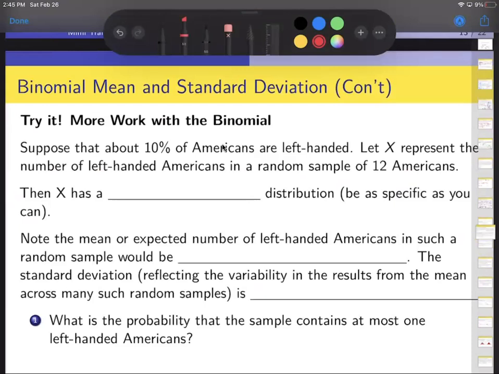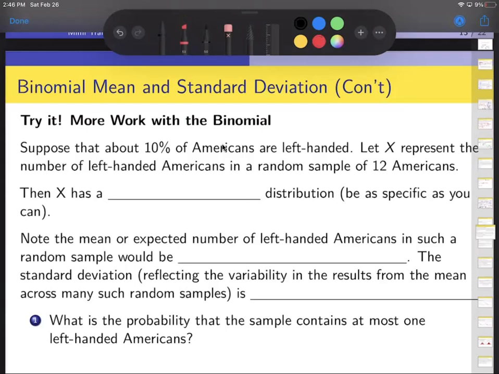So we have N, right? Do we have two outcomes? Yes, either left-handed or right-handed. Each outcome is independent of one another. Yes, whether one person is left-handed or right-handed has nothing to do with the next person. Is the probability of success the same throughout? Yes, 10% of Americans are left-handed. In the random sample of 12 people, the probability of picking a left-handed person is 10%. So X has a binomial distribution.